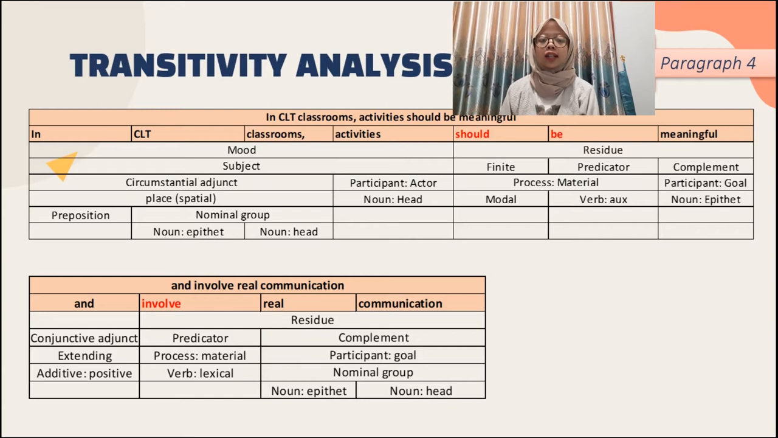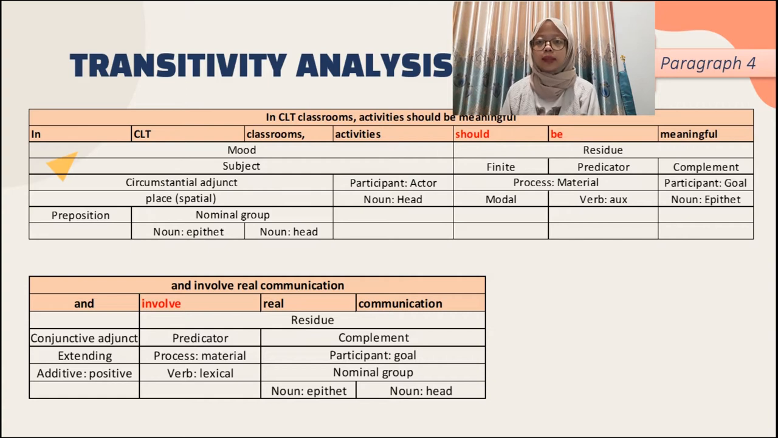The "in CLT classroom" is divided into a circumstantial adjunct. It is also place or spatial, and the preposition is "in," and "CLT classroom" is a nominal group. "CLT" is an epithet, and "classroom" is a noun, the head noun. "Activities" is also a participant. It acts as an actor, and it is a noun. "Be" is a predicator, and it is a verb auxiliary, and "meaningful" is a participant, goal, and it is a noun epithet.